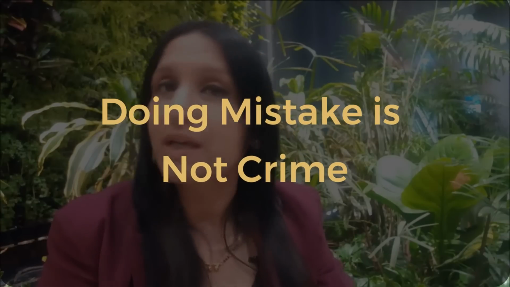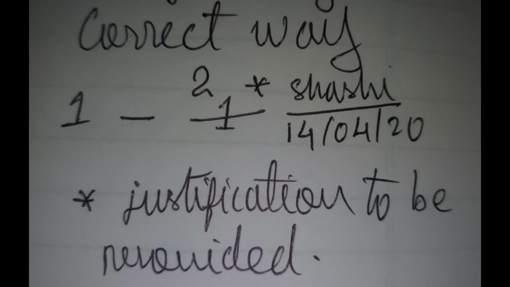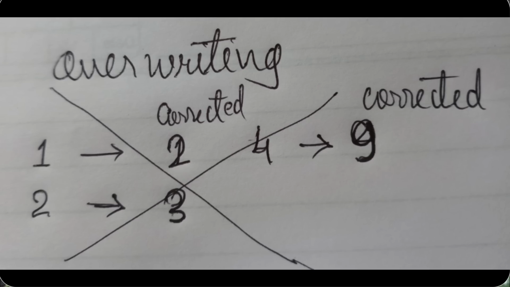In CGMP, making a mistake is not a crime, right? But how you correct that mistake, that matters. So whenever you have written something by mistake, what you have to do is a single cut, sign with date, and write the justification for why the mistake happened. If you follow this, there is no issue if you have written something by mistake and wanted to write something else. Another thing is that the record should be retained.